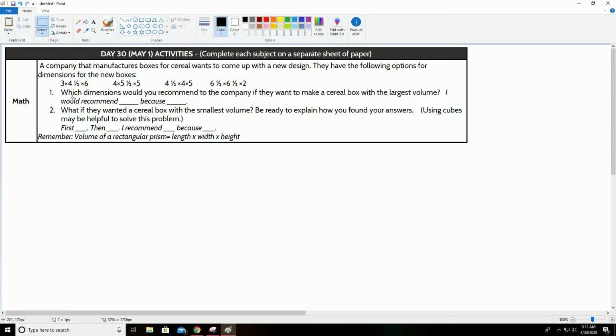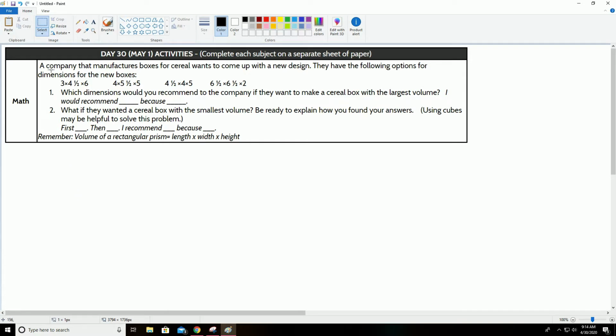On your first problem, it says, which dimensions would you recommend to the company if they want to make a cereal box with the largest volume? So here are the dimensions of the boxes. You have to figure out which one is going to have the largest volume. The second one is, what if they wanted a cereal box with the smallest volume? Be ready to explain how you found your answers. So this one wants the smallest volume. So you're trying to find which one has the largest and which one has the smallest.